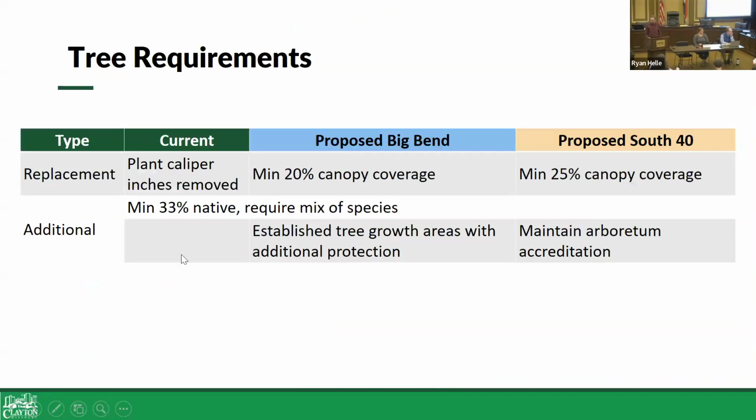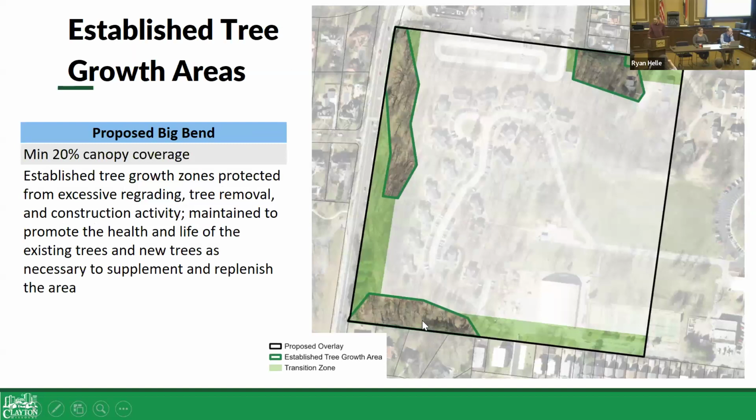As far as the tree requirements, we would require at least 20% canopy coverage on the sites. We looked at what's covered by trees already, making sure that we maintain that. And then we also have the established tree growth areas, and I believe that's the next slide. Here it is. So you can see this boundary here, this green line. Those are the trees that would absolutely have to be protected. So all those trees along your neighborhood would need to remain in that corner.